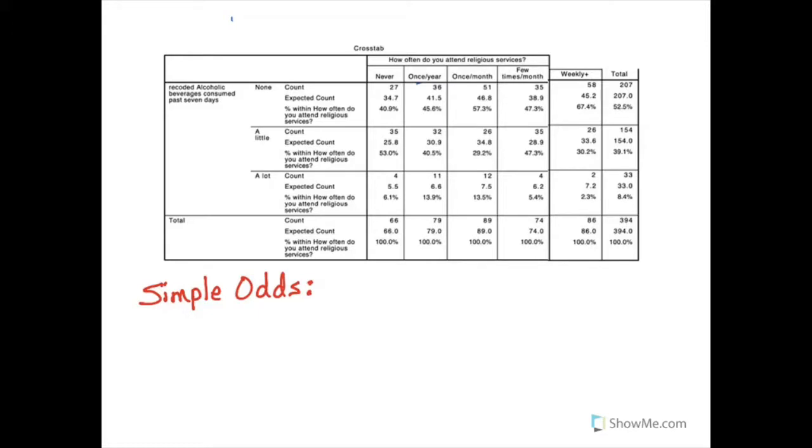For the odds ratios, you're going to compare the odds of being in one category versus another. And you can do relative odds, which are a little bit more complex, but we're just going to work on simple odds, and that's all I'm going to require of you.